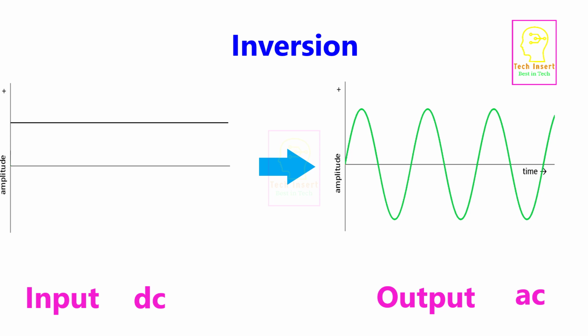Next one is inversion. Inversion can be called the opposite of the rectification. Here in inversion, what is happening is the DC is converting to the AC, and the device which will convert the DC to AC is what we call an inverter. Not only to AC, it can be converted to any waveform, square waveform or sawtooth waveform, etc.